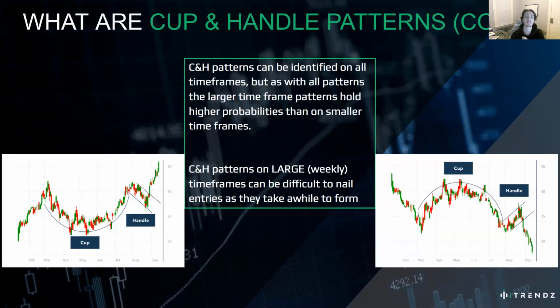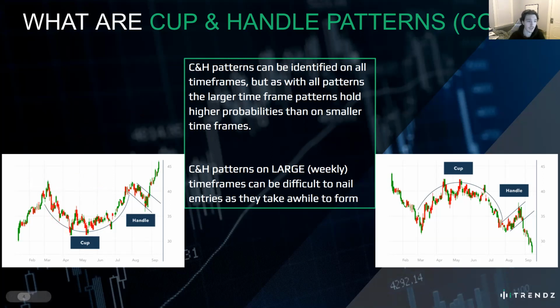So cup and handle patterns can be identified in all time frames, but as with all patterns, the larger time frame patterns hold higher probabilities than those on smaller time frames. Cup and handle patterns on large weekly, right? If you want to think about weekly or daily pattern time frames, it can be difficult to nail entries as they do take a little bit to form. So it's kind of a double-edged sword. If you're looking at an overall larger cup and handle, you want to make sure you have time on the trade, or at least that you have your exact risk to reward ratios mapped out, so that you are not getting too confused about the intraday price action.